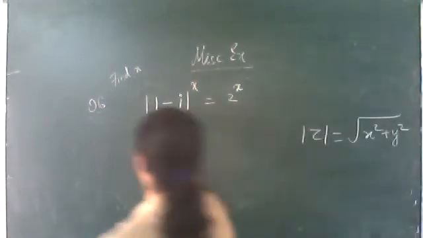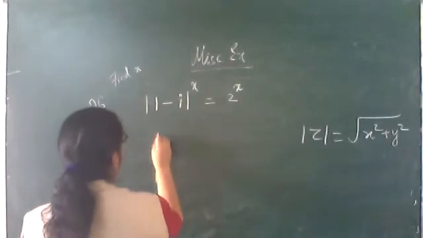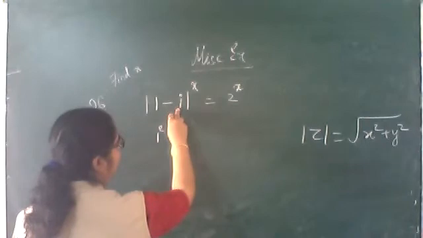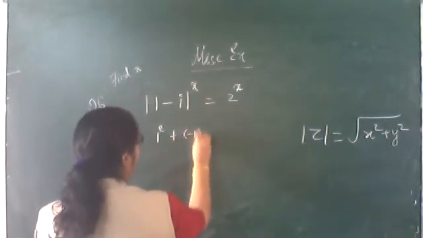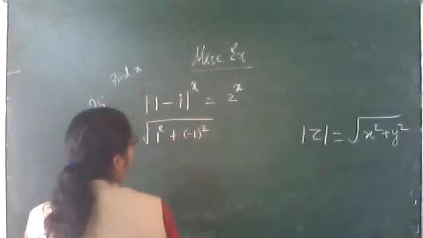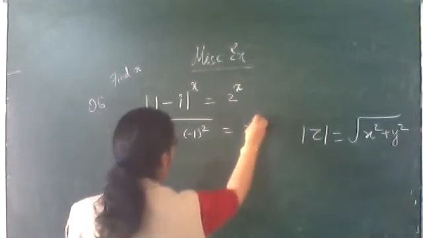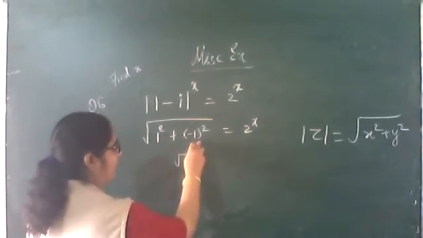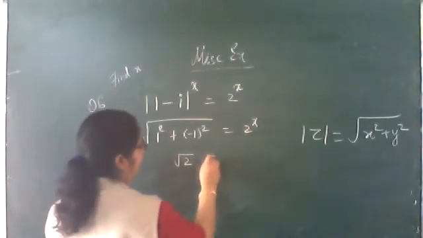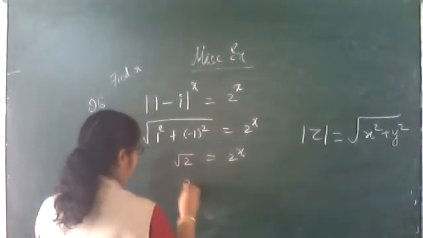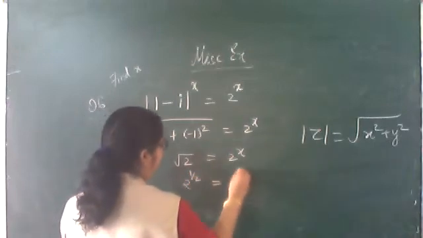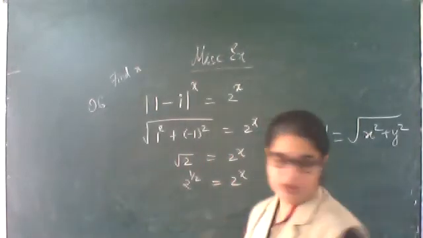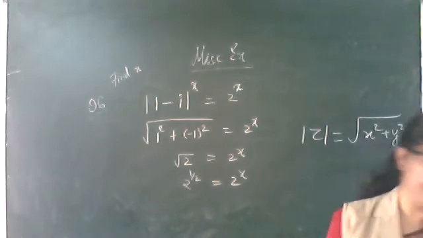So here we will have what? Modulus of z will be root over of 1 square plus, the coefficient of iota is 1, so plus minus 1 square, and it will be equal to 2 to the power of x. So what we will get? Root 2, since 1 plus 1 will be 2. Root 2 is equal to 2 to the power of x. So you can say that 2 to the power of half is equal to 2 to the power of x. Clear?